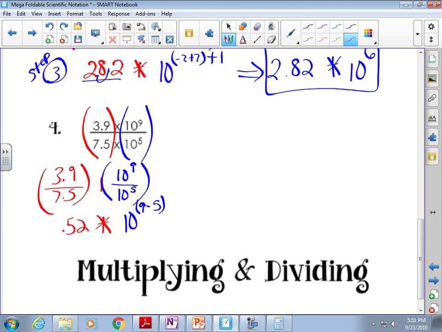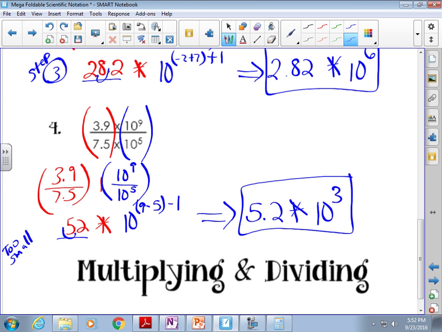I can look at 0.52 and I say that's a little too small for scientific notation. Too small. Okay? So I need to make it a little bigger. And since this number is too small, I'm going to be subtracting. So I need to move this once. And so I need to subtract 1. All right? So my new number is 5.2 times 10. So 9 minus 5 is 4. And 4 minus 1 is 3. 10 to the 3rd power.